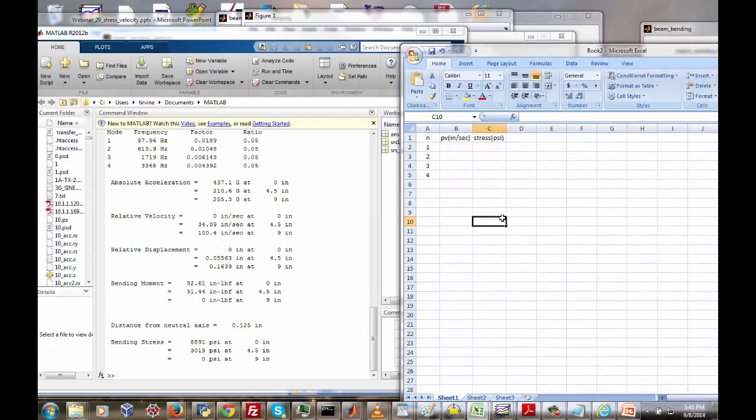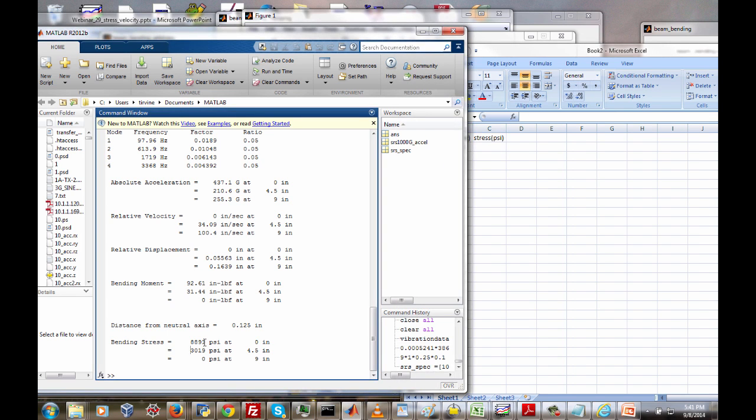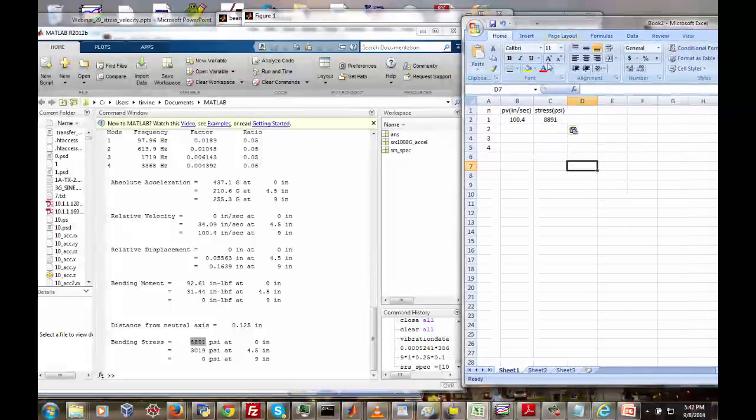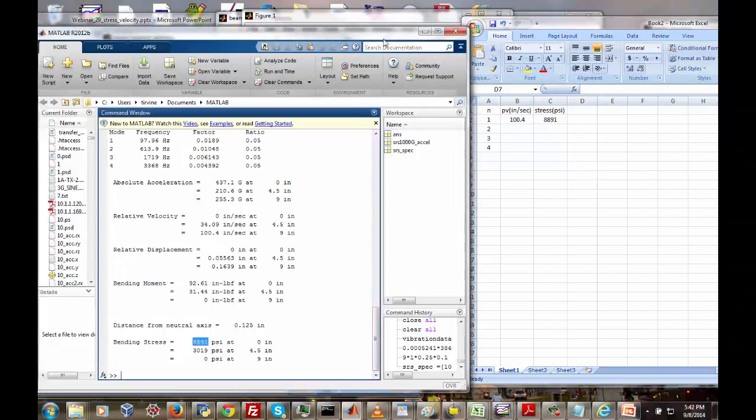But what we want to record now is at the free end with one mode, we have 100.4 inches per second pseudo velocity or relative velocity, and our stress is going to be 8,891 psi. So that is the stress at the free end. So this is just for a single mode analysis.